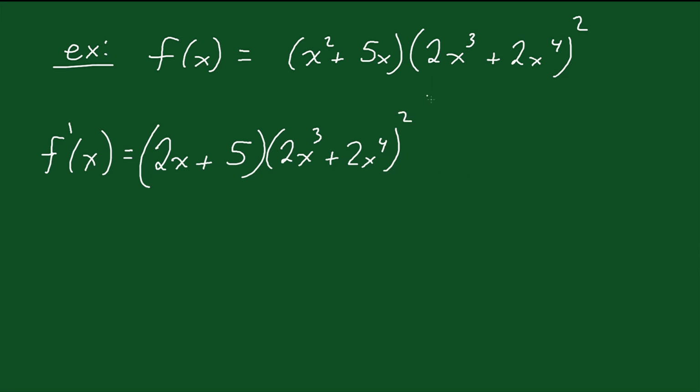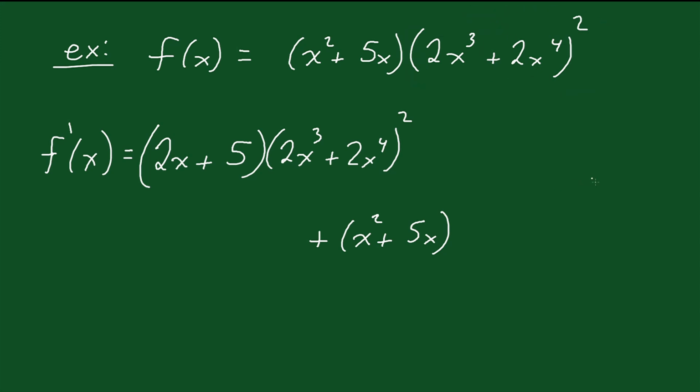Now the second part, and I'm going to write it down here because I'm going to run out of space, I think, if I do it up there, plus the first unchanged, x squared plus 5x, times the derivative of the second part. So now we got to do the derivative of this second part here. How do I take the derivative of this? Well, it's a chain rule. I got to start with the derivative of the inside and multiply it by the derivative of the whole thing.